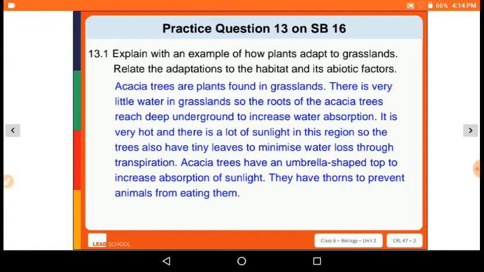Question number 13.1 is: explain with an example how plants adapt to grasslands, and relate the adaptation to the habitat and its abiotic factors.